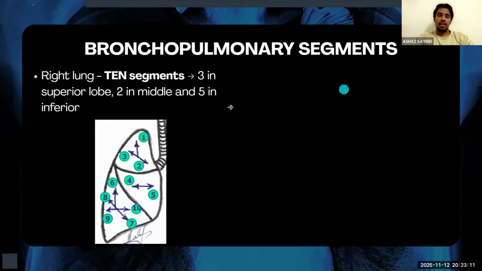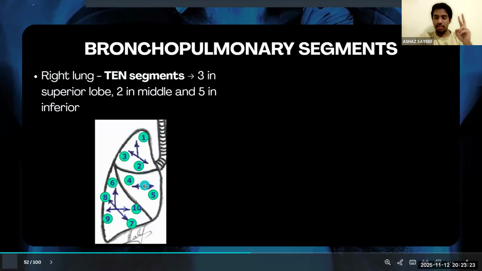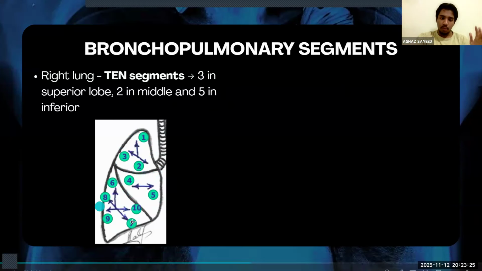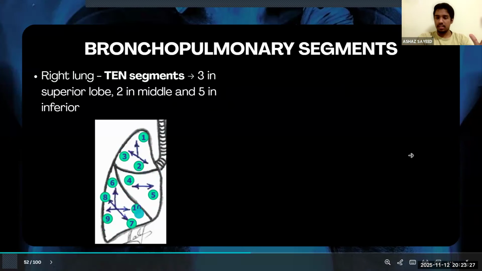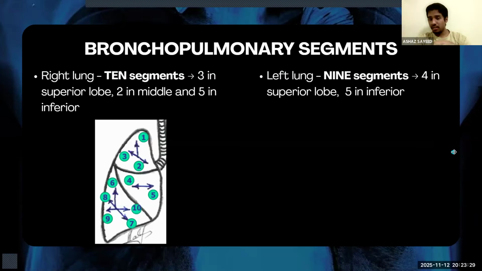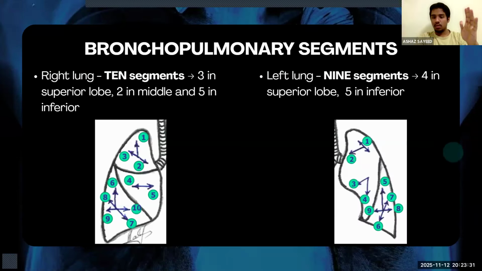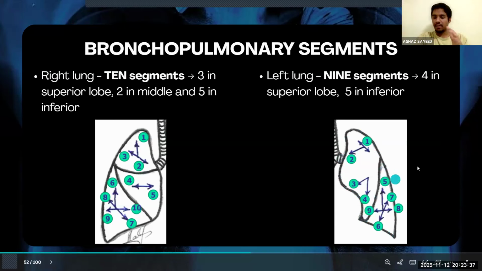Again, the right lung, all right, 3 lobes, 10 segments. So there's the superior lobe, you have 3 segments. The middle lobe has 2 bronchopulmonary segments, and the inferior lobe has 5 bronchopulmonary segments. Now, on the left lung, you have 9 segments. So you have 4 in the superior lobe, and then in the inferior lobe, you're going to have 5.